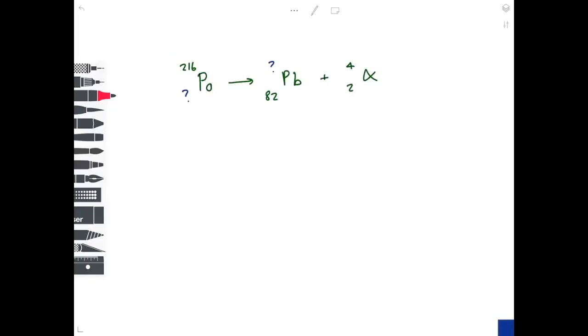In the second example, I'm after the new mass number of lead, so we've lost two protons, two neutrons again, which is why the mass number will have decreased by 4 to become 212. And this time we're looking for the original atomic number or proton number of polonium. So we know that we've lost two protons to get to 82, which means the original atomic number must have been two more than 82. So the answer here is 84.